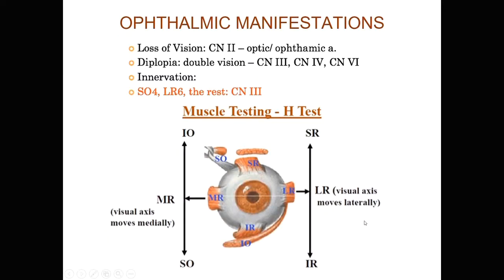Now your ophthalmic manifestations. You have several things. You have obviously loss of vision. It's going to be cranial nerve 2, your optic nerve, and your ophthalmic artery. Blood supply can help lead to loss of vision. Diplopia means double vision. That's usually only caused when you have misalignment. If you lose vision, you don't have diplopia because you can't see anything. You can't have diplopia without seeing something. Diplopia just means double vision, so you have to have vision, correct? So don't get tricked when someone asks you, oh, well, you have diplopia if you lose cranial nerve 2.